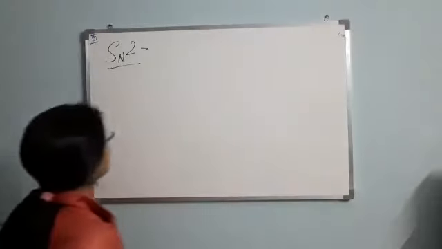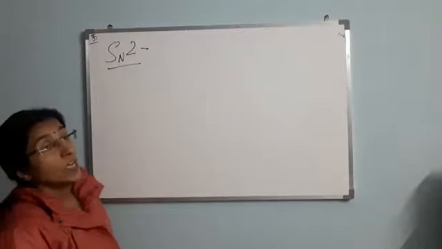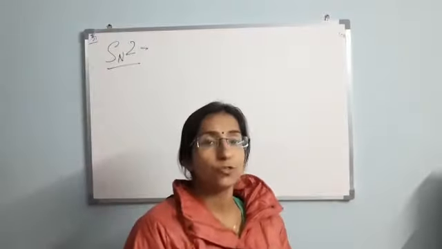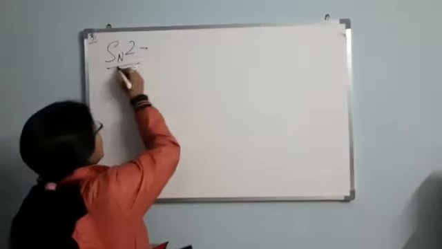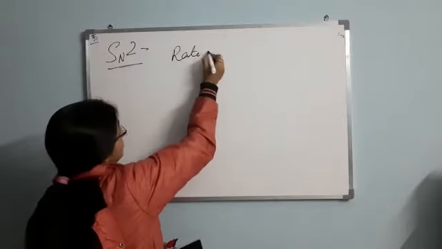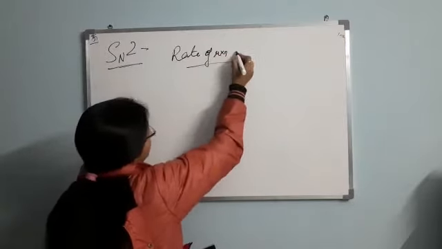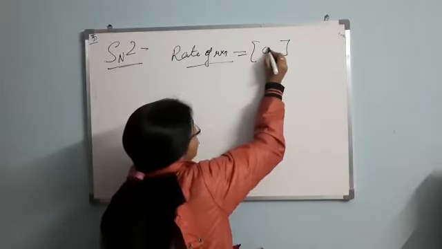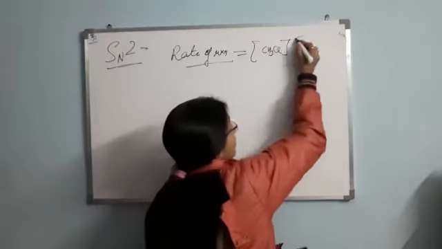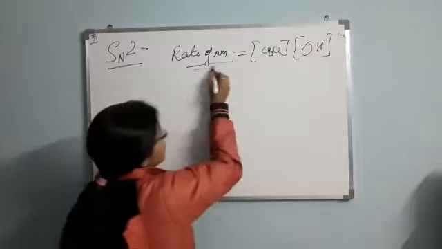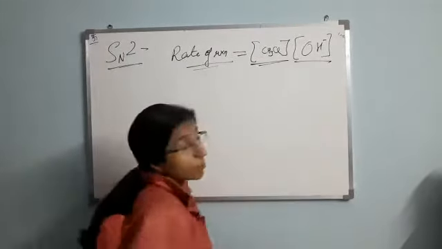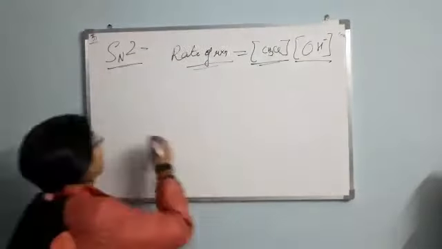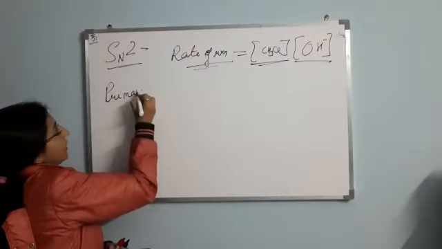First, I am going to tell you about the SN2 mechanism. SN2 means substitution nucleophilic bimolecular, which means the rate of reaction depends upon the concentration of two species. One is the alkyl halide, whatever we are using, such as CH3Cl, and the other is the nucleophile. The rate of reaction depends upon the concentration of the alkyl halide and the nucleophile. And this SN2 reaction goes best with primary alkyl halides.